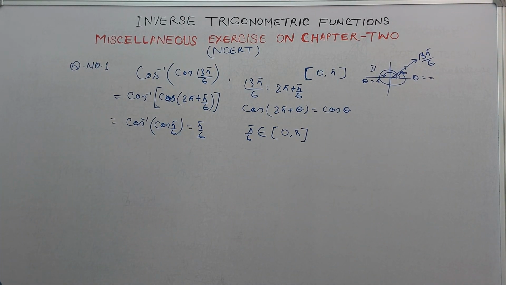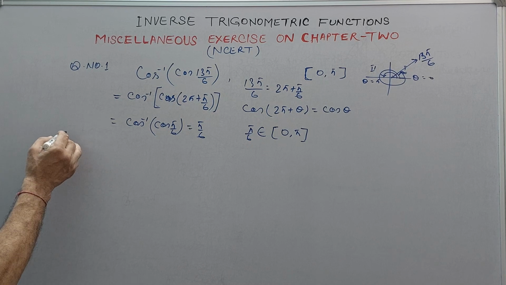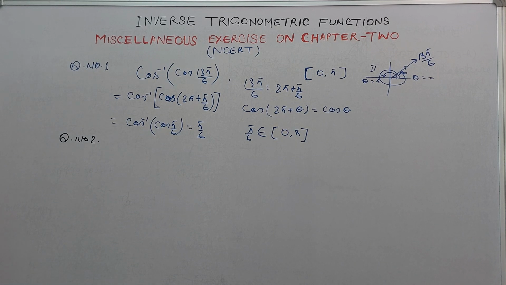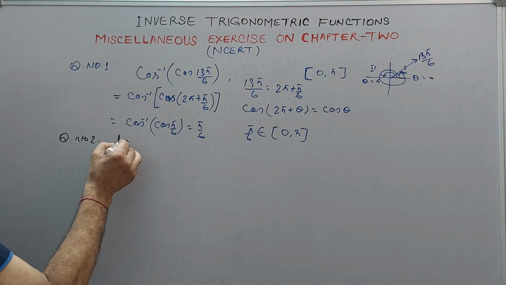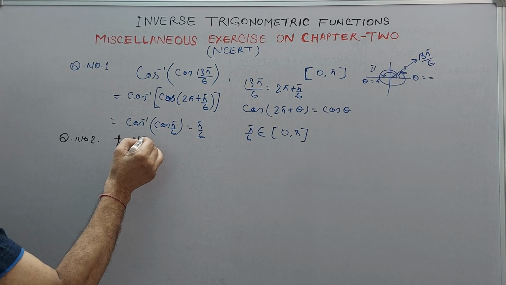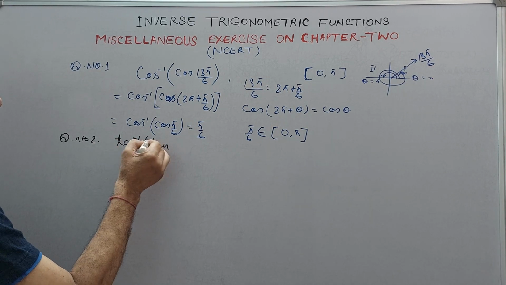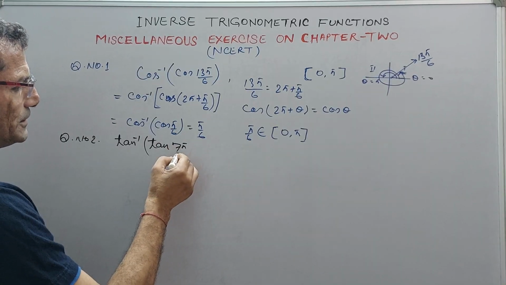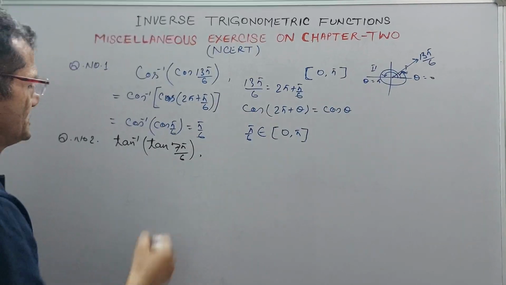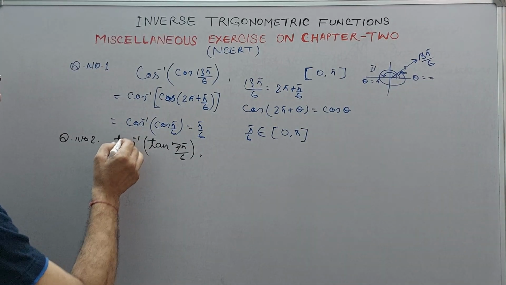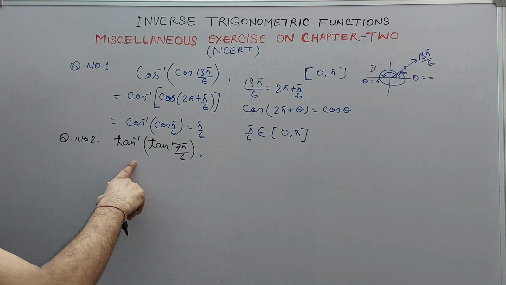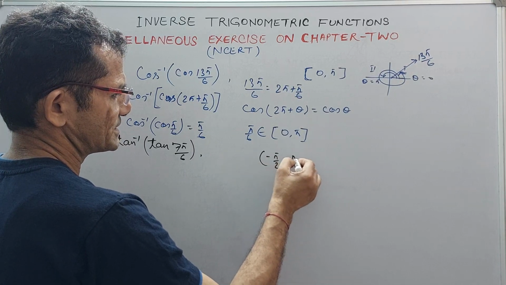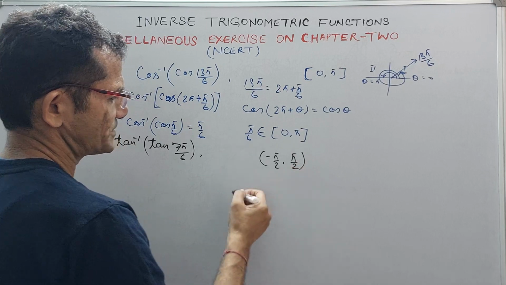Now in the next problem, question number 2. Find the value of tan inverse of tan 7 pi by 6, 7 pi divided by 6. So here we remember the principal value branch of tan inverse x is minus pi by 2 to pi by 2, with open intervals at the extreme left and right.